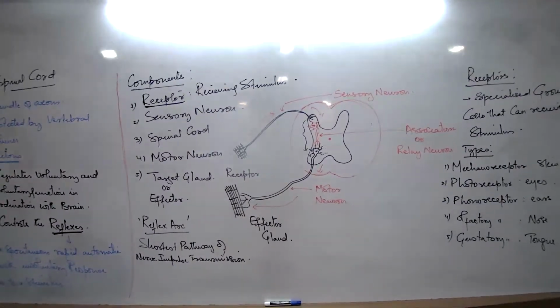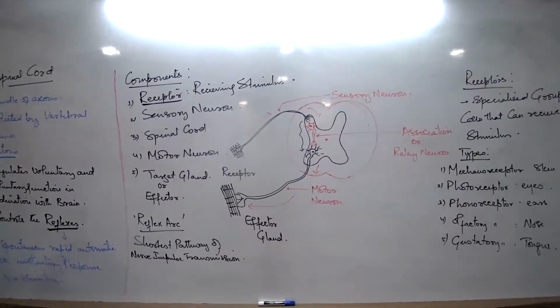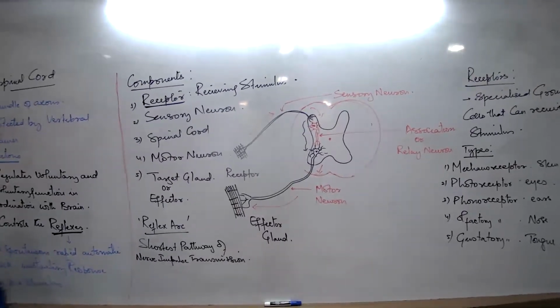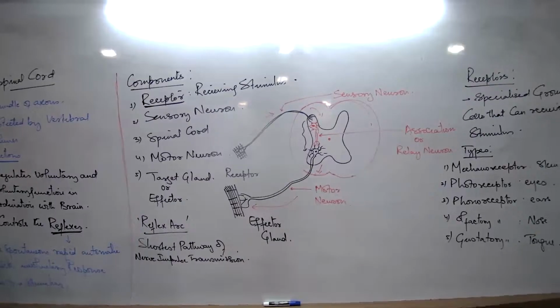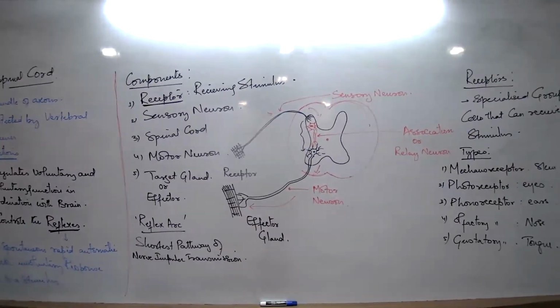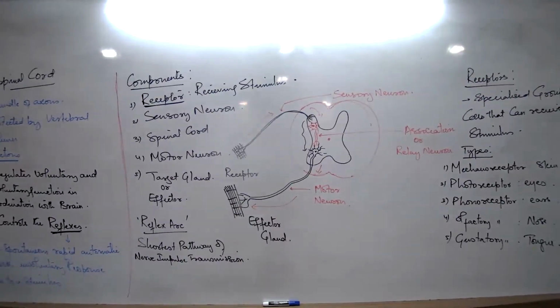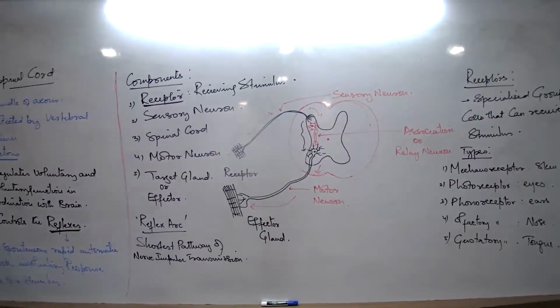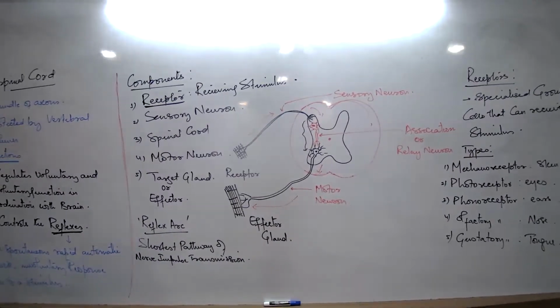Types of receptors. What are the different types, and what is common in all these receptors? Take the photoreceptor: it receives light. Another receives sound. They all receive a stimulus. All of them are receiving some type of stimulus.